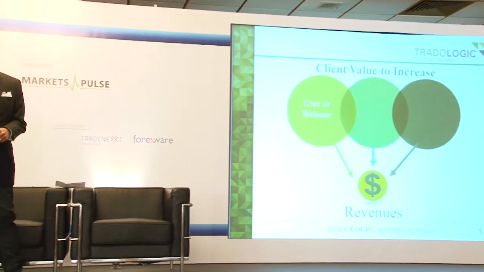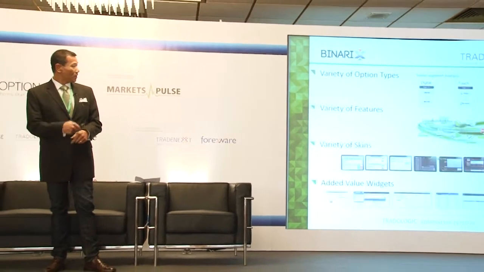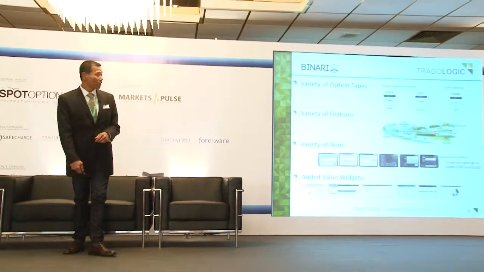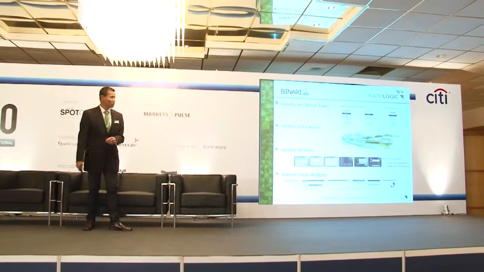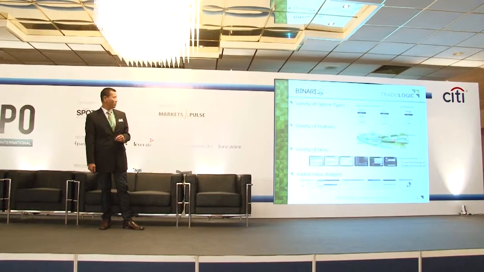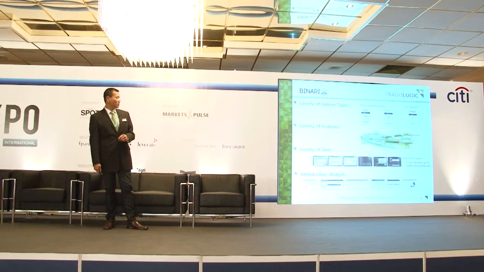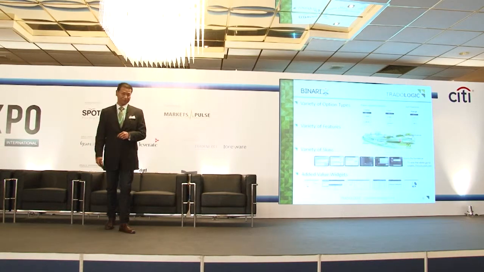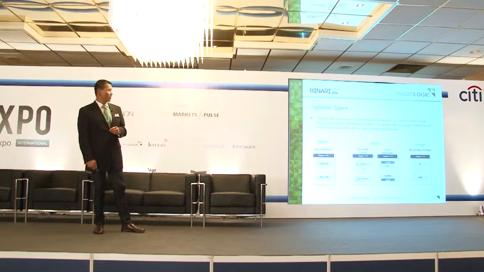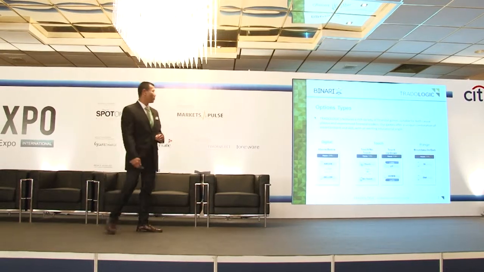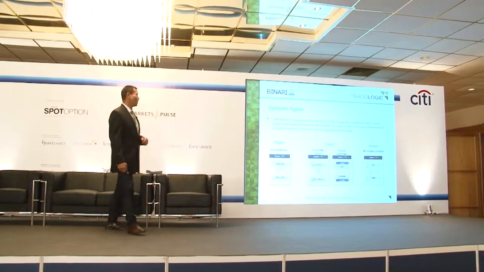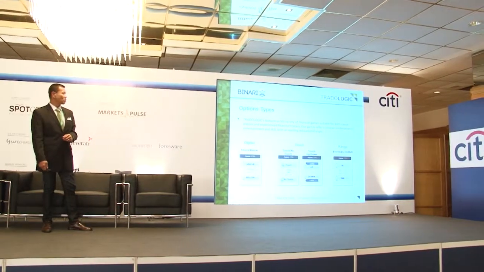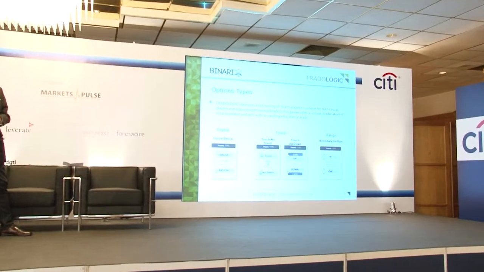First one, user's time on the website. How do we do that? By offering different variety of trading options, different variety of features, which I'll go more into detail about in a few minutes, and variety of skins, along with our value-added widgets. Option types. Like everybody, we have our digital, we have our touch, and we have our range. Digital being the high-low, touch, no touch, range, boundary, in and out. Pretty self-explanatory.